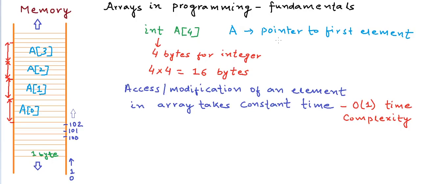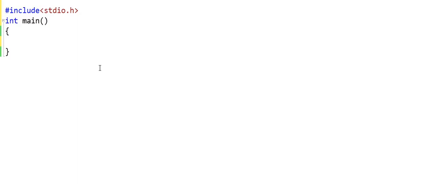And we can also say that this variable a is a pointer that points to the base address of the array, and this is better explained in a real program. So let us go to a compiler and write some code. So I will write a simple C program here.